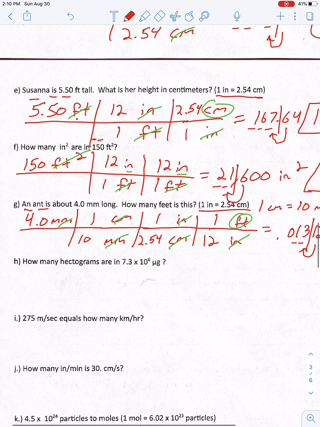Letter H, how many hectograms are in 7.3 times 10 to the 6 micrograms? So remember, micro is that little weird U. So 7.3 times 10 to the 6th. Okay, so you can do a metric conversion if you want to on this, or you can do dimensional analysis. So I'm going to do dimensional analysis just for the sake of it. So 7.3 times 10 to the 6 micrograms.